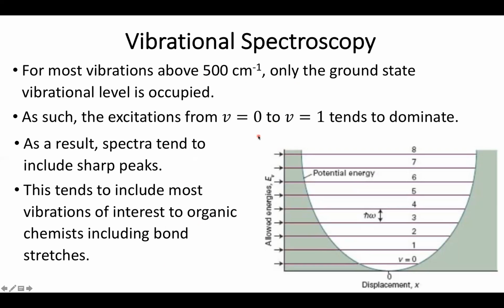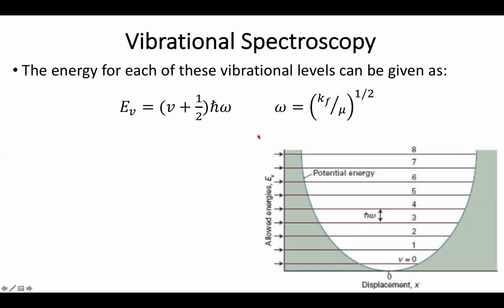So we can, again, provide the energy for each of these vibrational levels as the energy equaling the vibrational state plus 1/2 h bar omega. So for the ground state, this is just going to be 1/2 h bar omega. And for the first excited state, it's going to be 3/2 h bar omega. Now, one of the unfortunate parts when we go to spectroscopy is we're going to care a little bit less about the energy of these excitations.